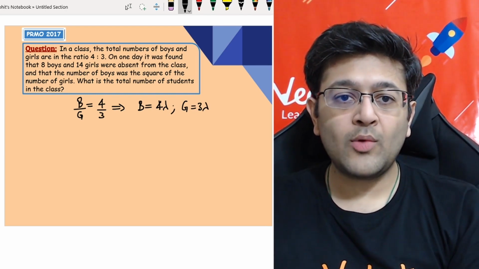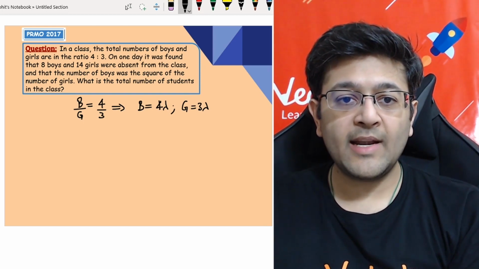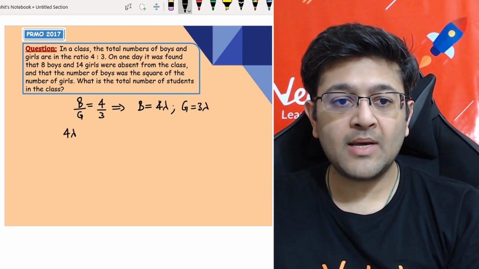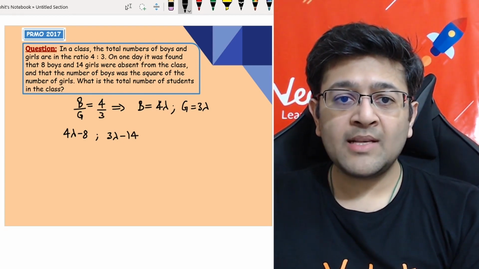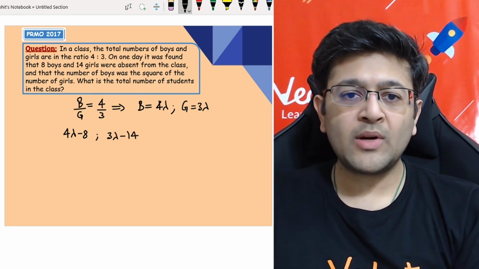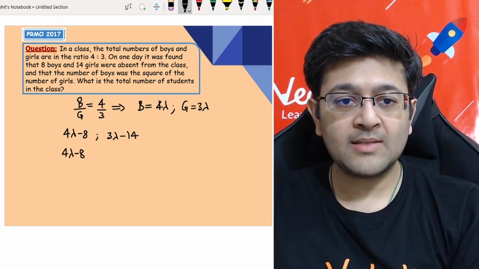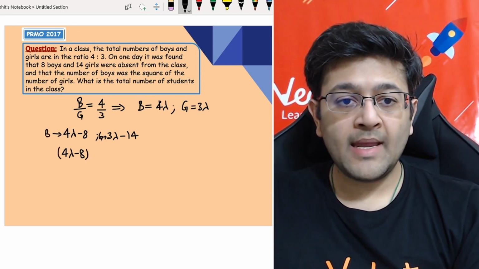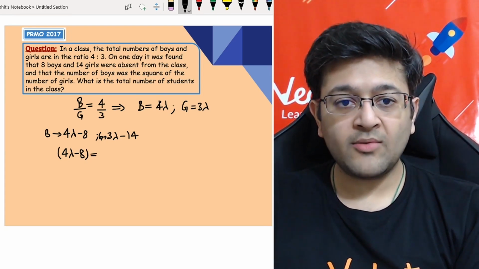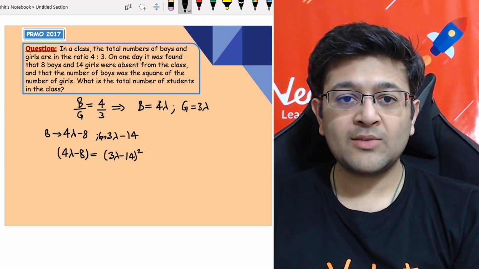So they said on one day it was found that 8 boys and 14 girls were absent from the class, right? So 8 boys absent hai, so how many boys are left? 4 lambda minus 8. And how many girls are there? 3 lambda minus 14, right? And that number of boys was the square of the number of girls. ठीक है, तो जो कंडीशन दी हुई है बस उसको अप्लाई करते चलते हैं. So 4 lambda minus 8 is the number of boys, right? And this was the number of girls. So 4 lambda minus 8 is the square of the number of girls. So it is 3 lambda minus 14 whole square, right? Number of boys was the square of number of girls.